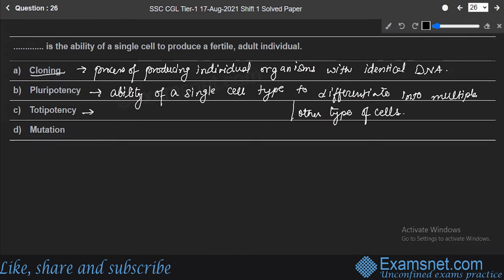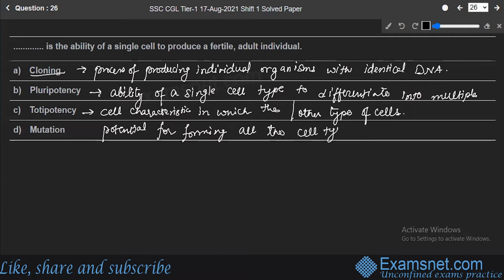And totipotency, what do you mean by this? It is the cell characteristic in which the potential of forming all the cell types in the adult organism is retained.